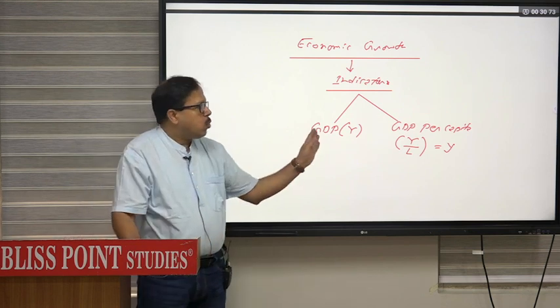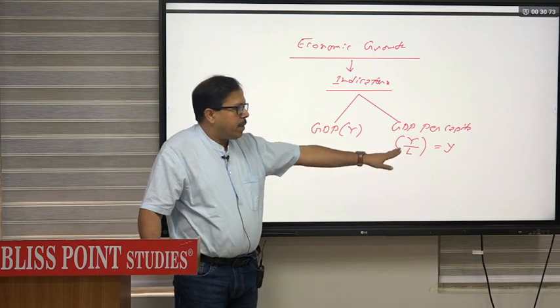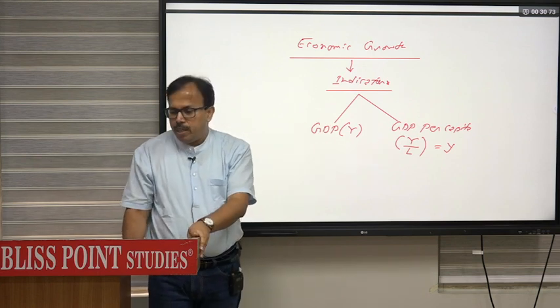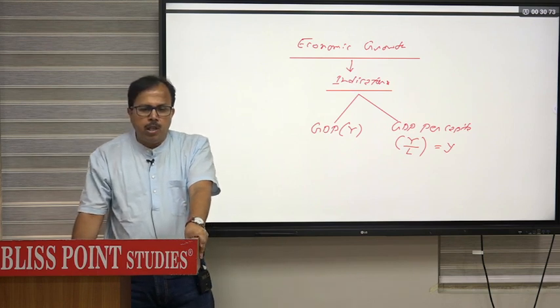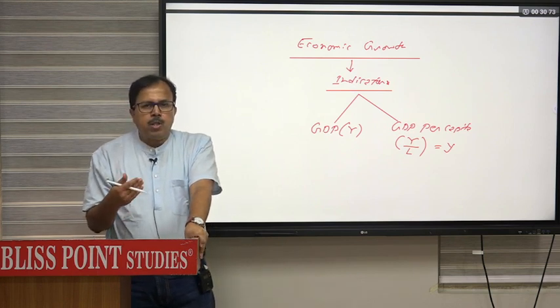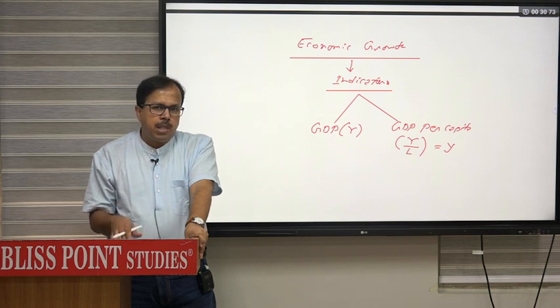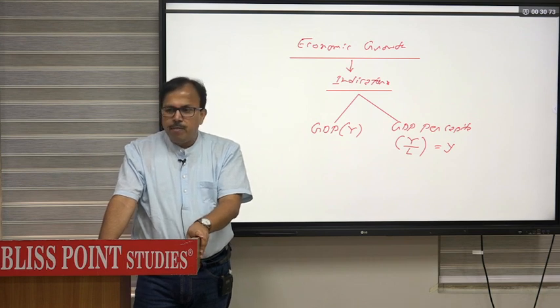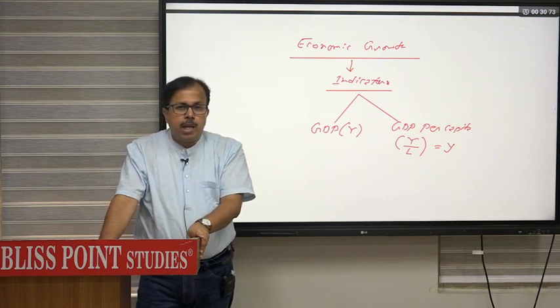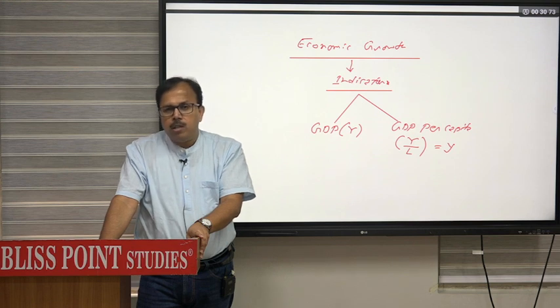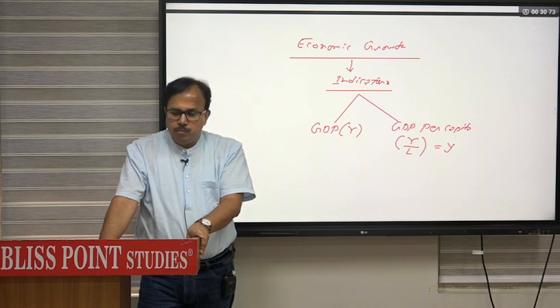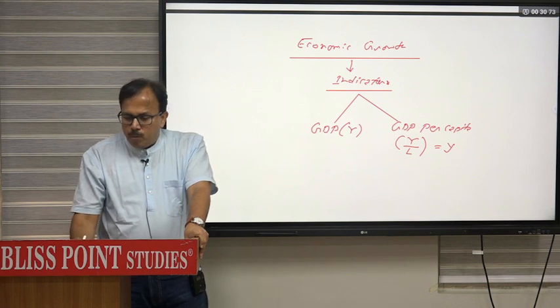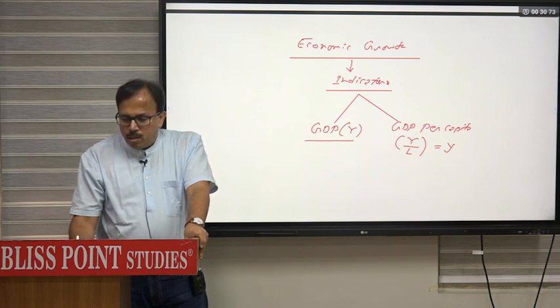But out of these two, the better indicator will be the GDP per capita, because if GDP doubles and population also doubles, then GDP per capita will remain the same. There will be no improvement in the standard of living. Standard of living will improve only when GDP per capita improves. So the growth models, whether Solow or Romer or Schumpeter, will highlight what causes the GDP per capita growth rate. But first of all, we have to understand the meaning of this growth.